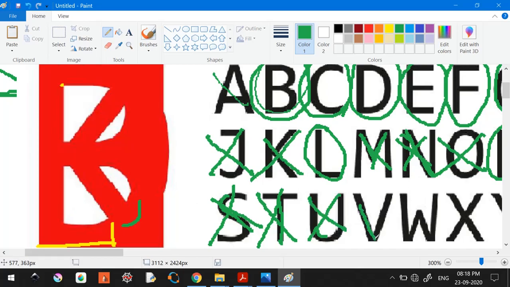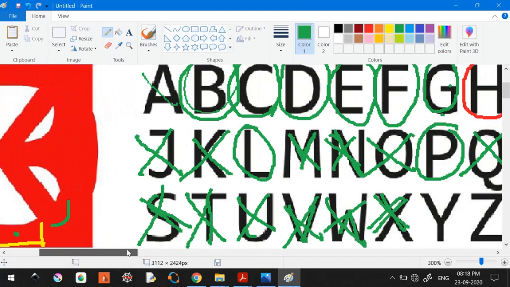V is also, we need this to be in the center. If I take this as center, the V should come like this, which is not possible. W is like M. We need this, which is missing here as well as here, something like that. So straight away cut it. X is 2 crosses, which is not possible, which is clear. Erase it.